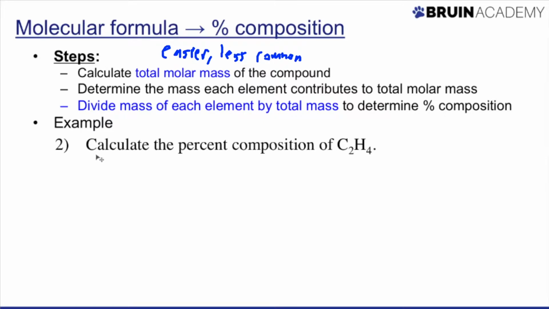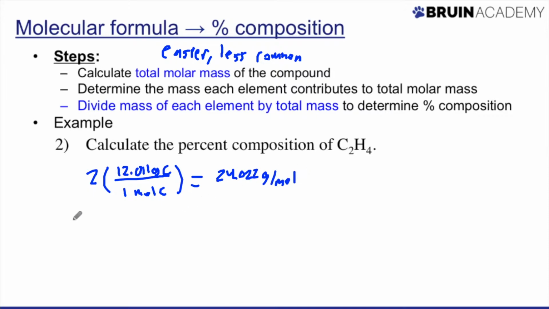So let's take a look at this example. Fairly straightforward. Calculate the percentage composition of C2H4. Okay, so let's go ahead and start by figuring out the mass that carbon contributes to the total and the mass that hydrogen contributes to the total. So we know that we have 2 carbons, so I'm going to write 2 carbons, and we know that the molar mass of each carbon is 12.011 grams, right? And so times 12.011 grams of carbon per 1 mole of carbon, that gets us to 24.022 grams per mole, right?